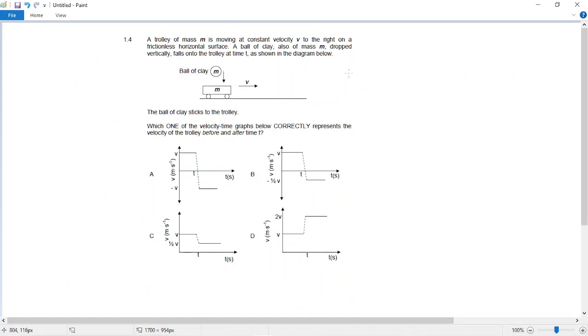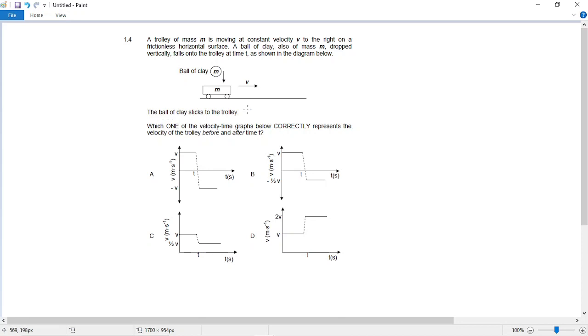Now here we have a momentum question. A trolley of mass m is moving at constant velocity v to the right on a frictionless horizontal surface. A ball of clay, also of mass m, dropped vertically, falls onto the trolley at time t as shown in the diagram below. The ball of clay sticks to the trolley.